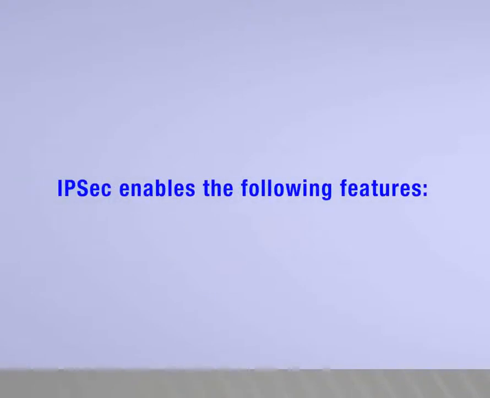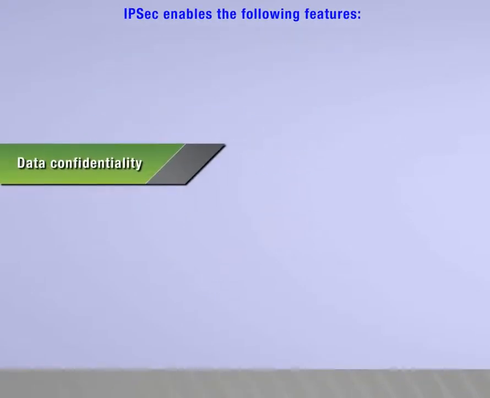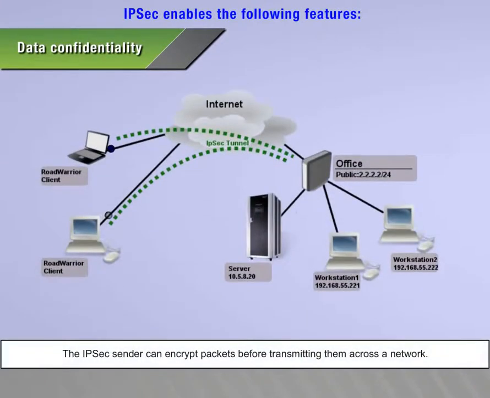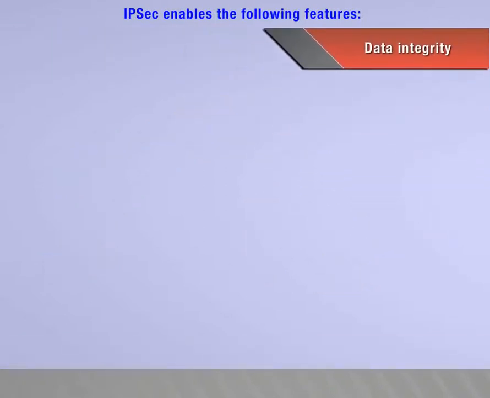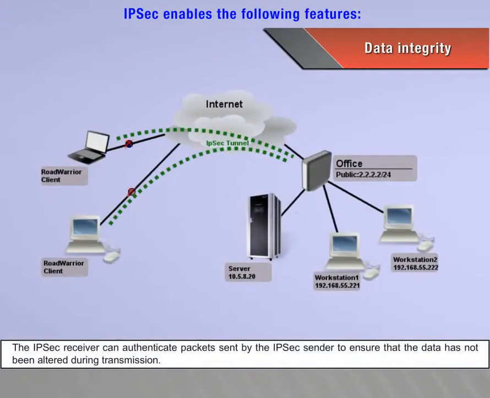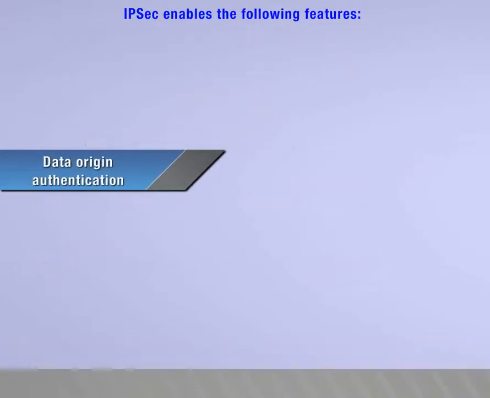IPsec enables the following features: data confidentiality. The IPsec sender can encrypt packets before transmitting them across a network. Data integrity. The IPsec receiver can authenticate packets sent by the IPsec sender to ensure that the data has not been altered during transmission.